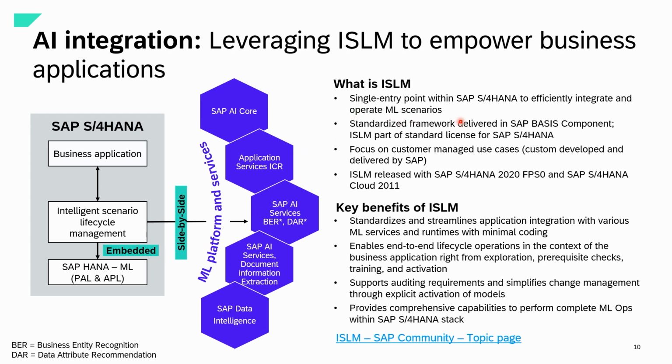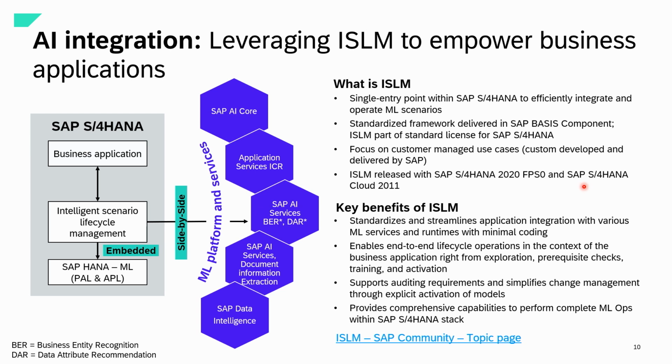ISLM is a single entry point within SAP HANA to efficiently integrate and operate your machine learning scenarios, and it is the standardized framework which is delivered in the SAP Basis component. This means ISLM will be part of your standard license for S/4HANA. With ISLM, we focus on customer-managed use cases, whether they are custom developed or delivered by SAP. And just for completeness' sake, ISLM was released with SAP S/4HANA in 2020 or is available since SAP S/4HANA Cloud 2011.